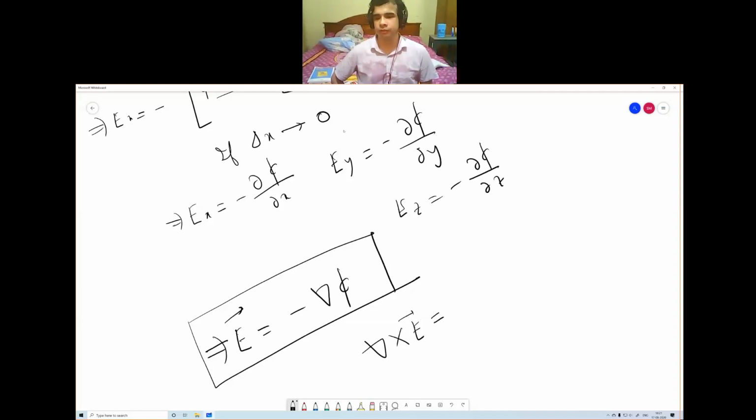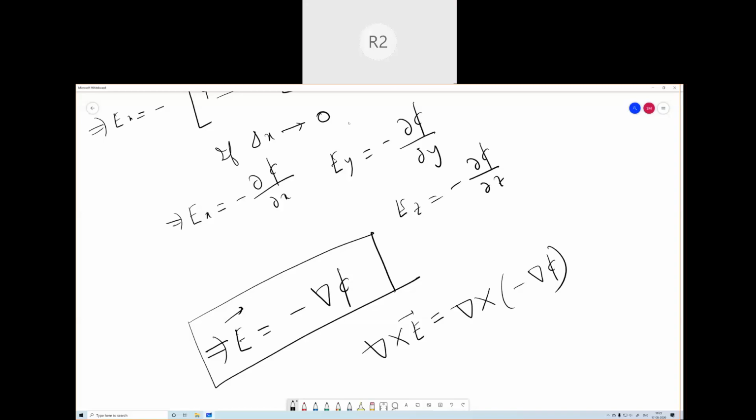Anyone? What is curl of E? Curl of E is simply curl of minus grad phi, because just now we have seen E is minus grad phi. We can write this. Okay. And what is curl of a gradient?